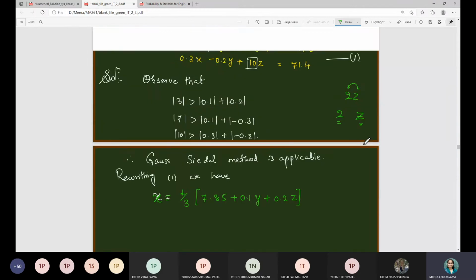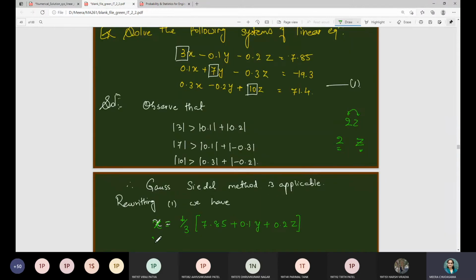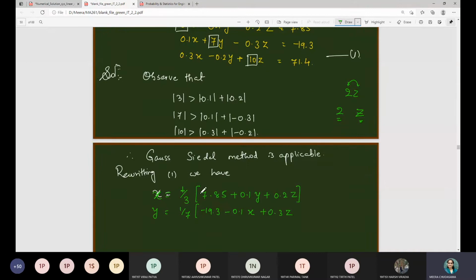Okay, and then y can be represented as 1 upon 7 times minus 19.3 minus 0.1x plus 0.3z, and z can be written as 1 upon 10 times 71.4 minus 0.3x plus 0.2y.